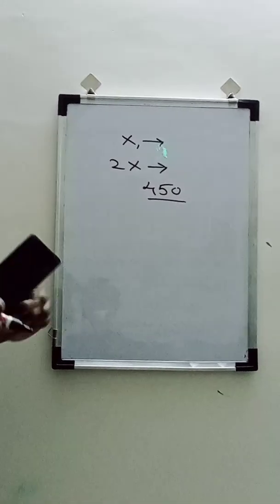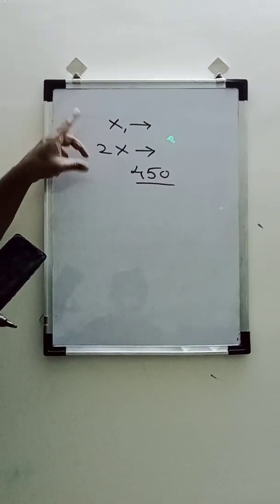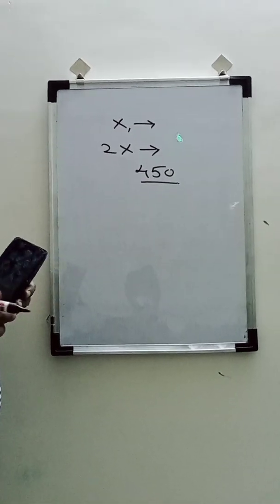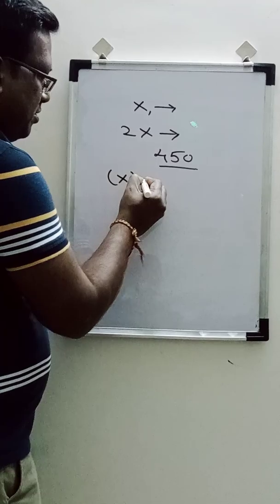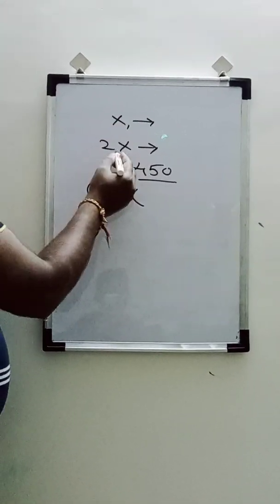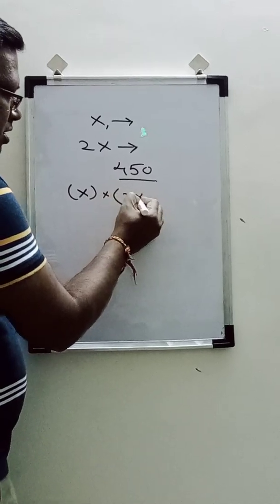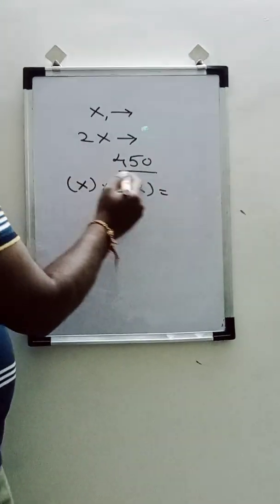To solve these types of problems, first we need to know what kind of inputs we have. The first number is x. The second number is twice of the first number, so it is 2x. Then the product of these two numbers is 450.